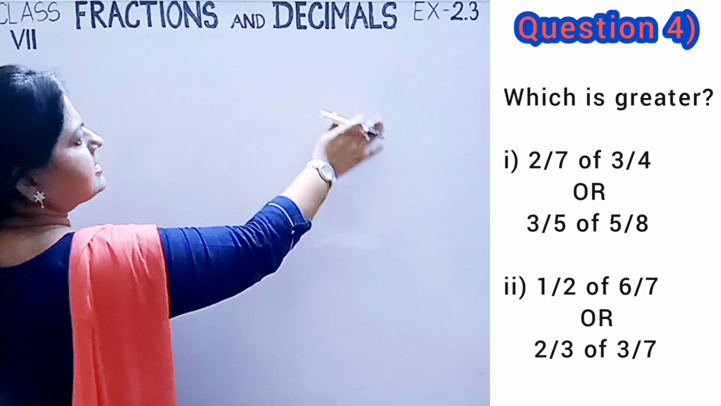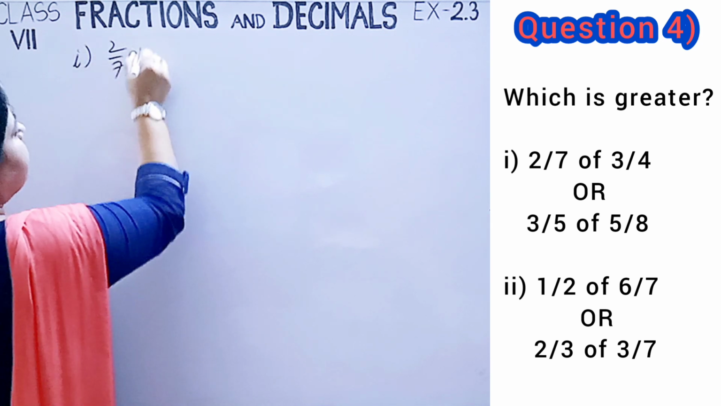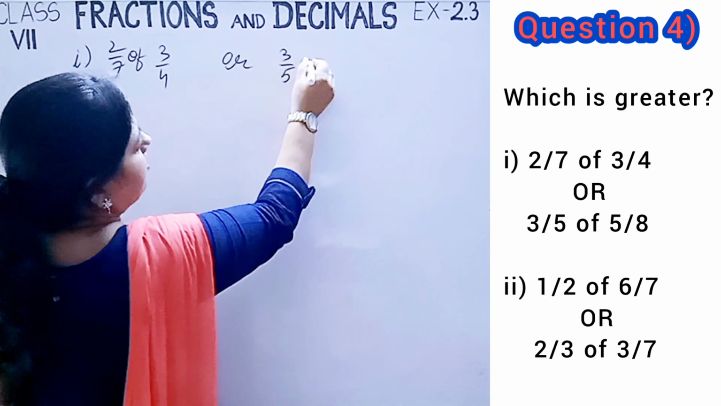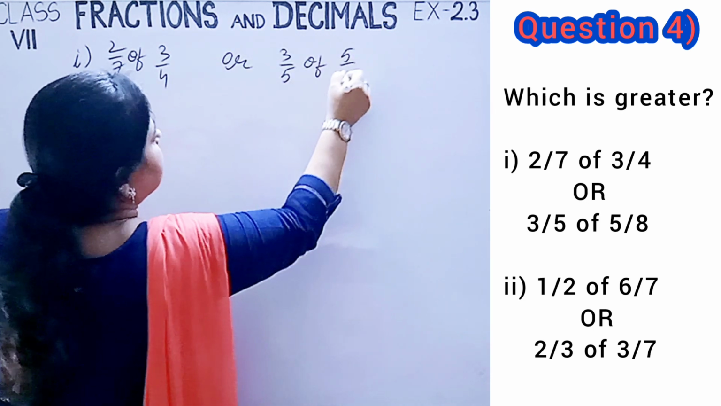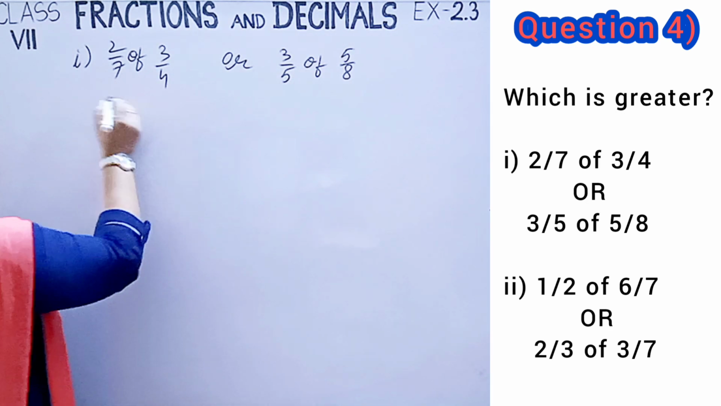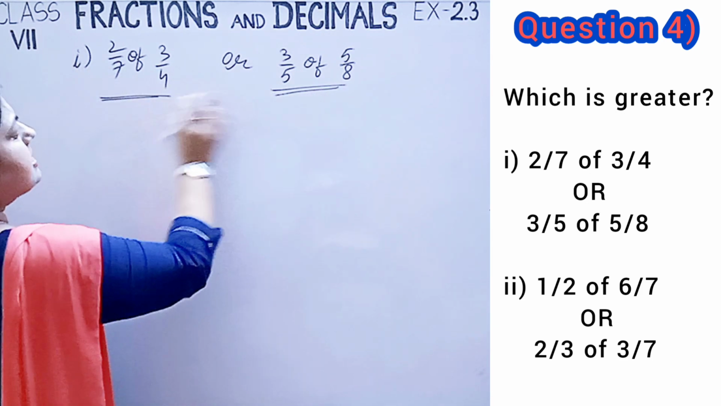Question number 4, which is greater? First part is 2 by 7 of 3 by 4 or 3 by 5 of 5 by 8. So here we have left side and right side. So first of all we will solve left and right. After that we will compare the result.